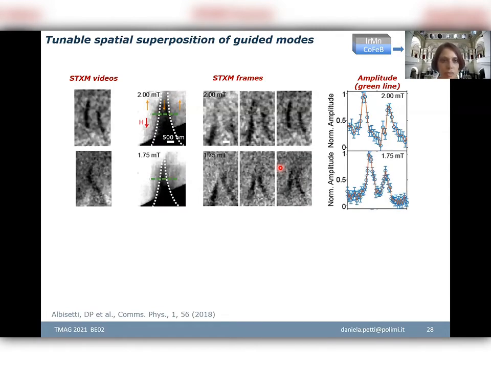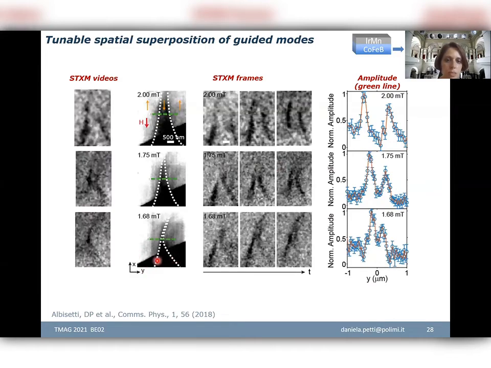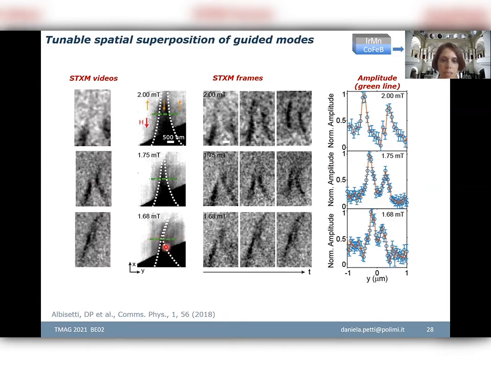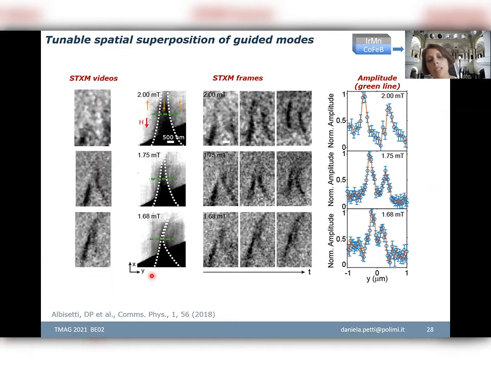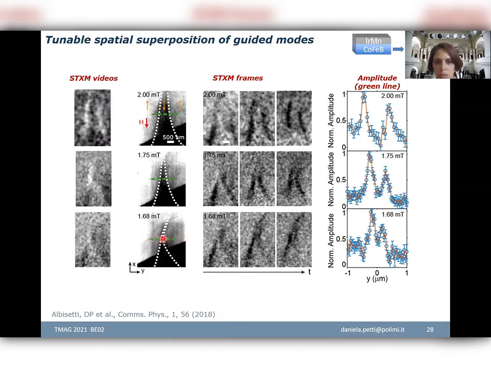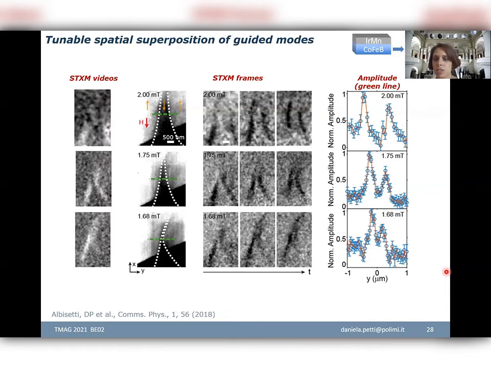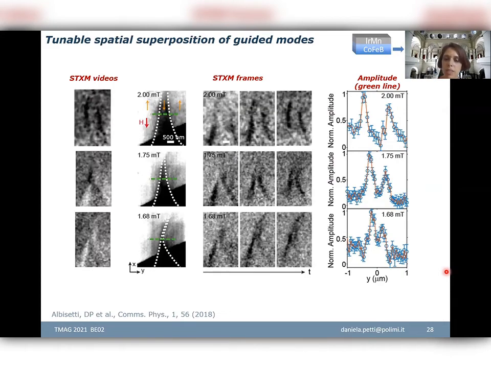Then we decrease the applied field, and we reach a situation in which the two domain walls here at the bottom are sharing the same apex, so they are intersecting. And here you can see that the spin waves that are following the domain wall are in correspondence with this green line, superimposed. And indeed, here in the amplitude, the two peaks are well superimposed one on each other. So this is the first demonstration that this spin texture-based circuit can be used to superimpose spin waves and eventually to make them interfere.